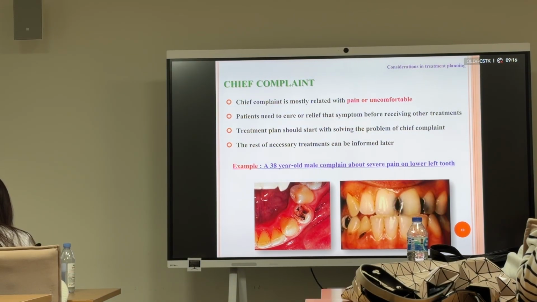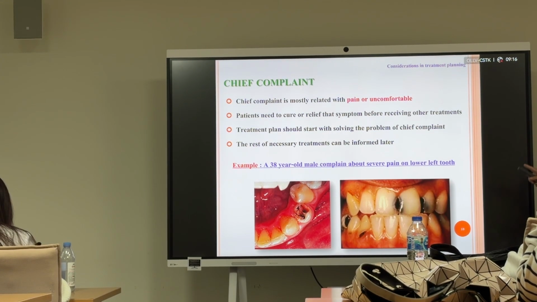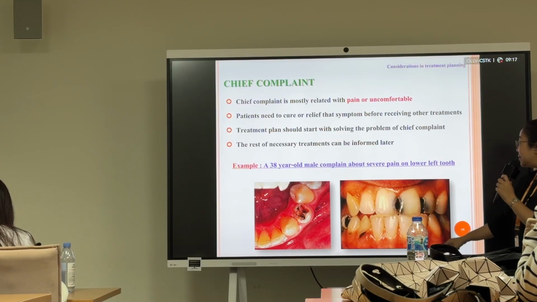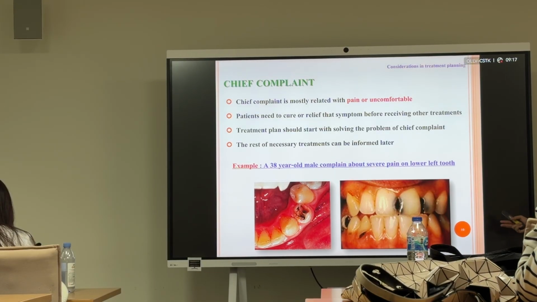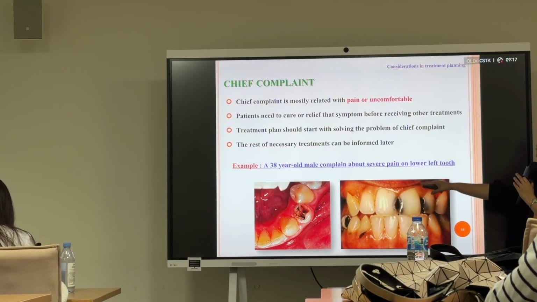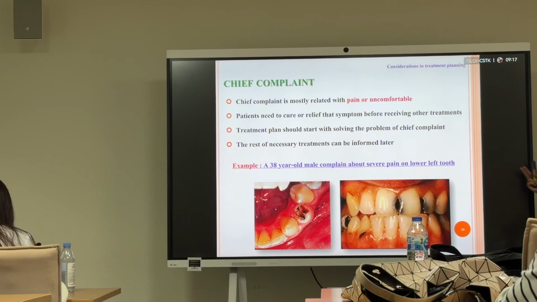The patient needs to be cured or relieved of that symptom before receiving other treatments. The treatment plan should start with solving the problem of the chief complaint, and the rest of the necessary treatments can be performed later. For example, a 38-year-old male complains about severe pain on the lower left tooth around here, but when you look at the anterior, it looks more severe as well. However, the plan starts with that problem first, and second maybe the second most severe, or third in severity of the teeth, step by step.